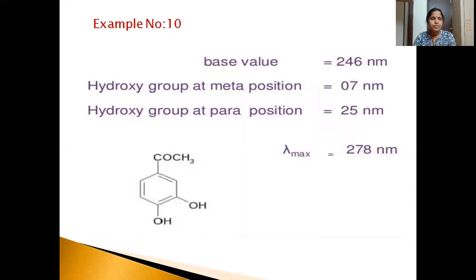In the next example, again, it is an aromatic system. The same thing we have covered. Hydroxy groups at meta as well as para position. So by taking the values, the same way, we'll get 278.